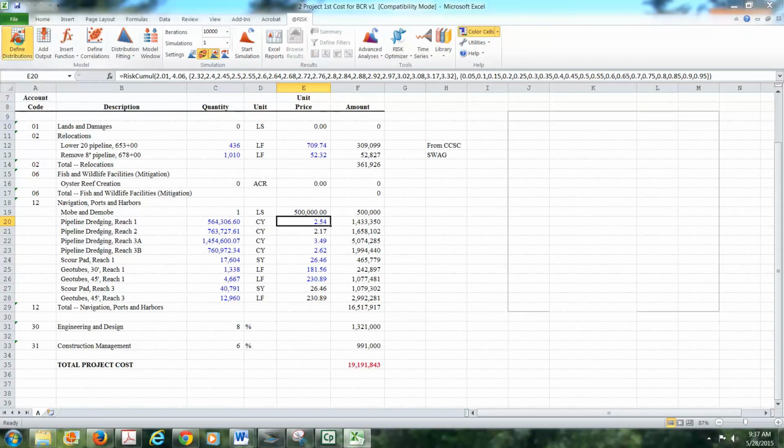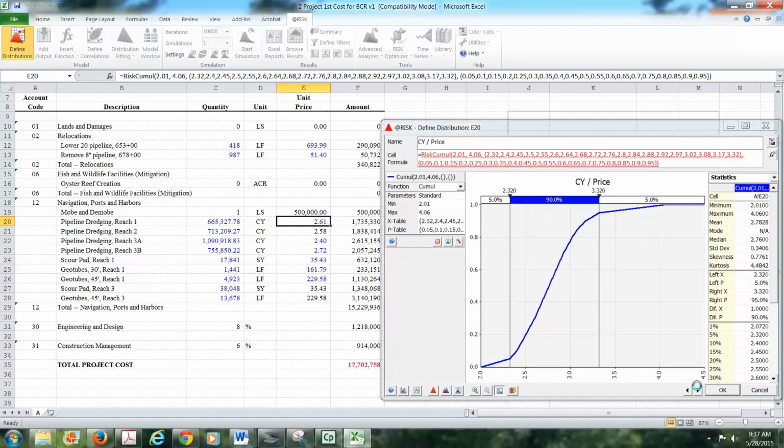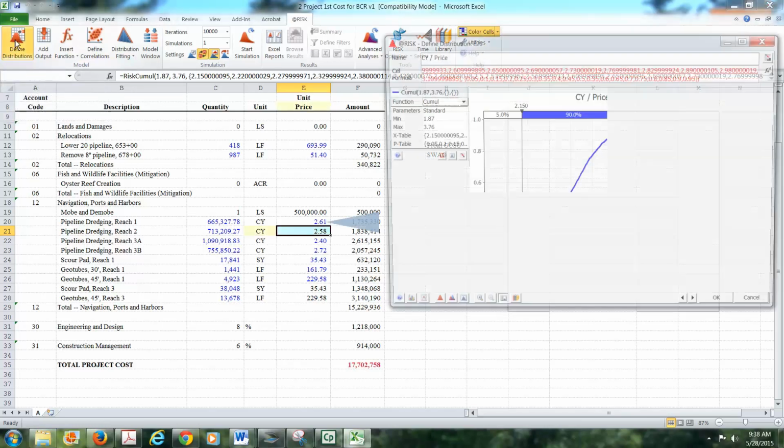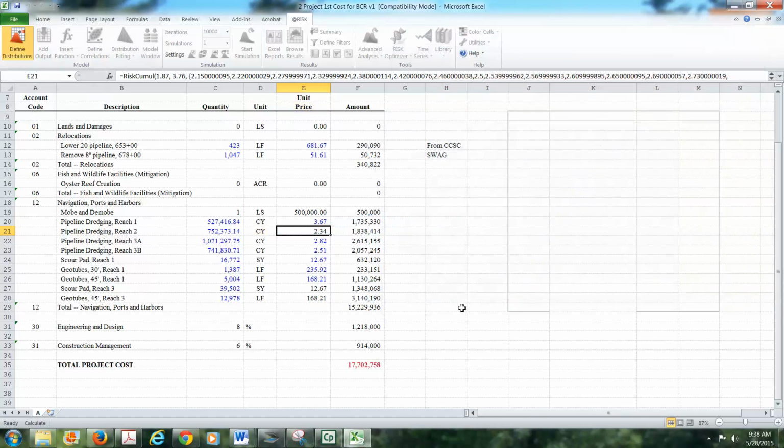So when I use define distributions now, you'll see these are that distribution. It's just displayed as a cumulative distribution this time because that's a little neater display. So that's been done for all of these distributions. All of these cost estimates came from runs from CDEP.